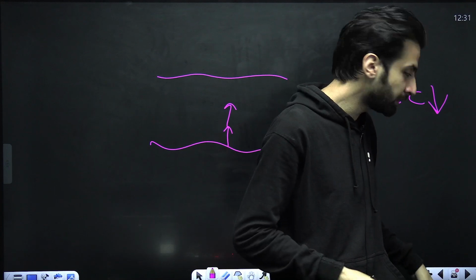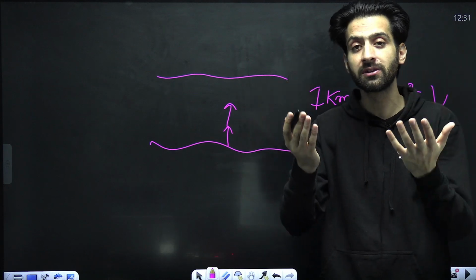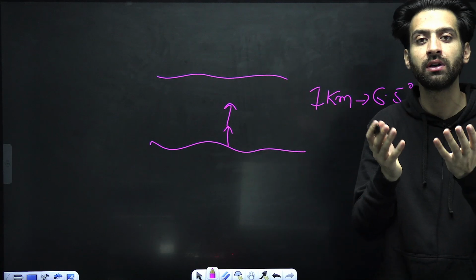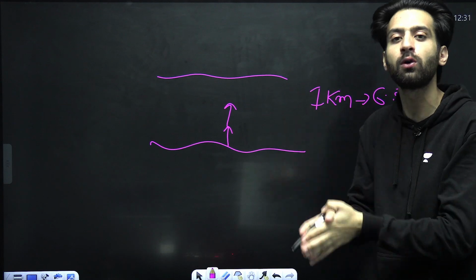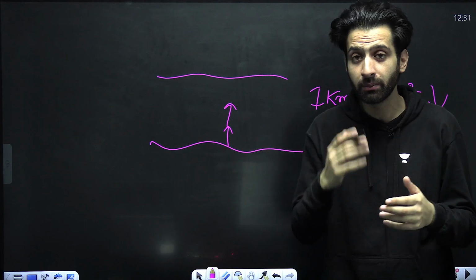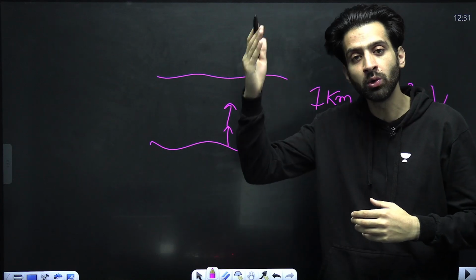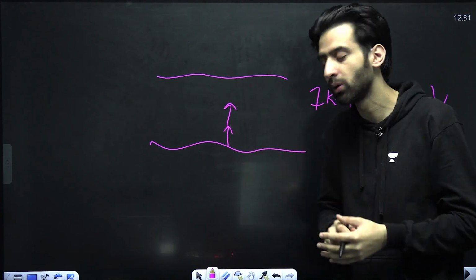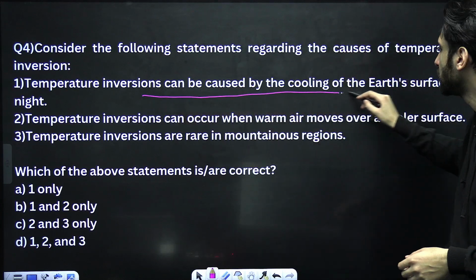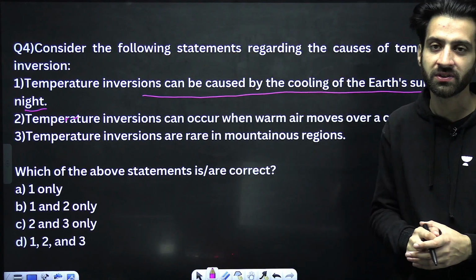But when we talk of temperature inversion, as you go higher, the temperature will increase. This is going in the opposite direction. That means there is inversion. The normal condition is not being followed. As you know, when you go higher, it's cooler. But in the case of inversion, the temperature is higher as you go up, as compared to the lower levels. So if you look at the statement, temperature inversion can be caused by the cooling of the Earth's surface at night. This is the first statement.